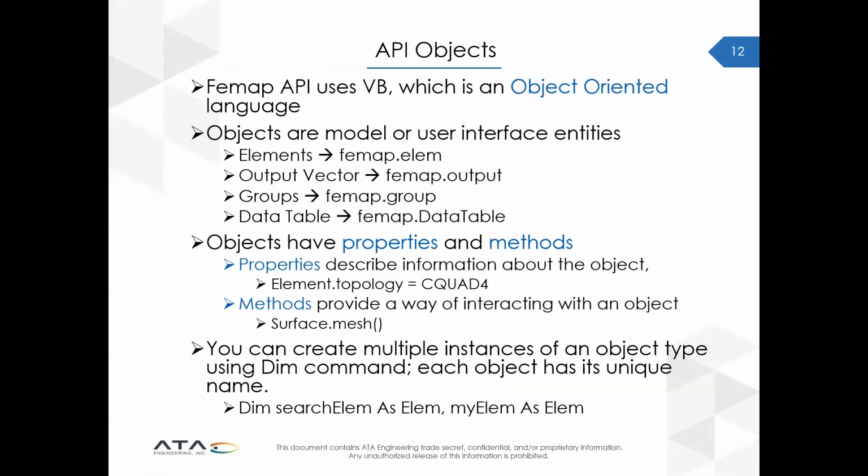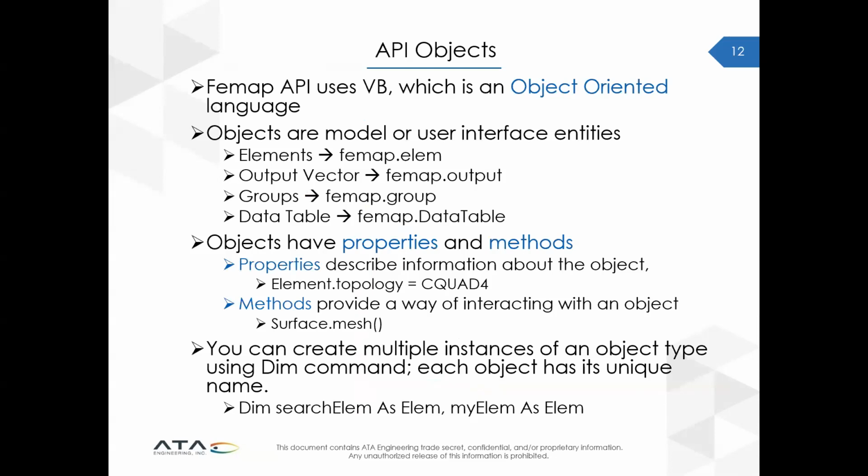Objects have properties and methods associated with them. So properties describe information about the object. For example, if you have an element, it has a topology, so it might be a C-quad or a C-hexa or something like that. That would be the property. And then methods allow you to interact with the object, so you can change them, manipulate them, that sort of thing. So if you have a surface object, you might want to mesh it. So mesh would be a method. And then within the parentheses of a method, you might tell it specific things. Mesh is a pretty straightforward command, but some of the other methods need a little bit of input, or they might give you output as well. And we'll talk about how to do that later.